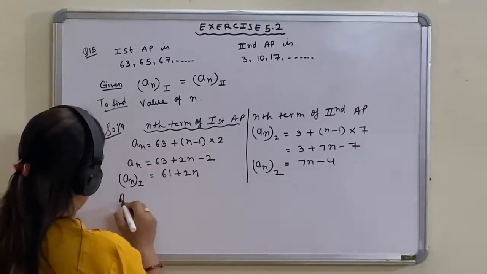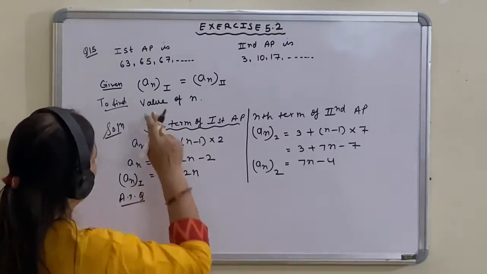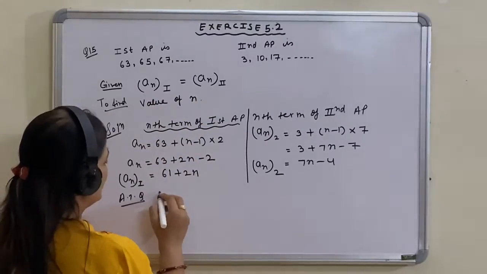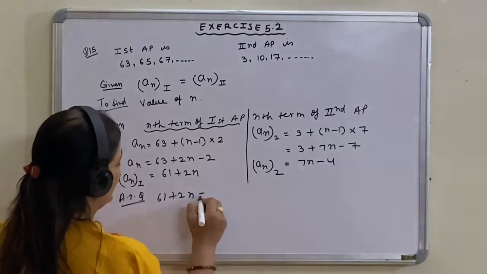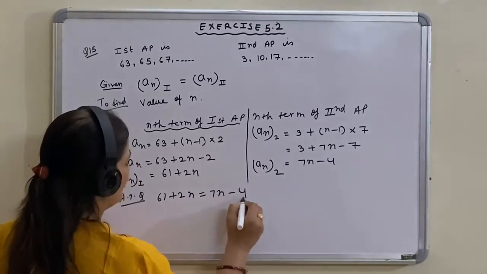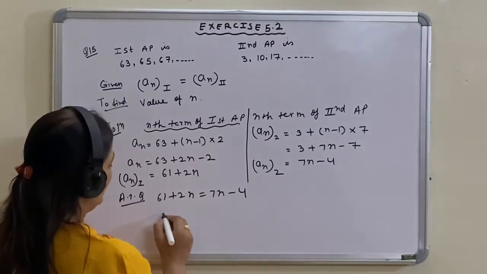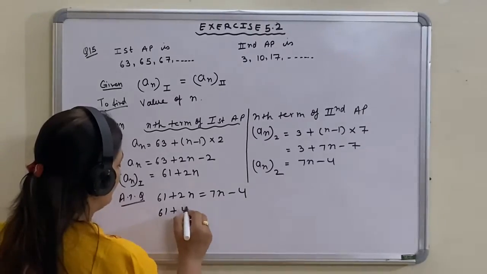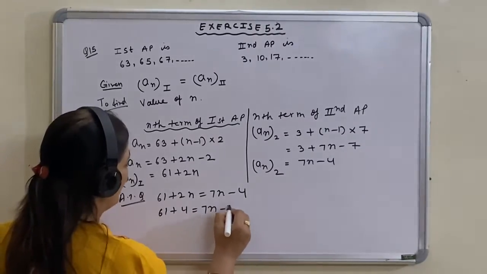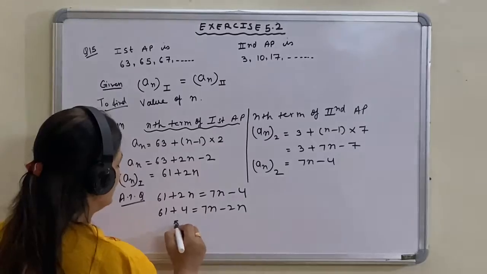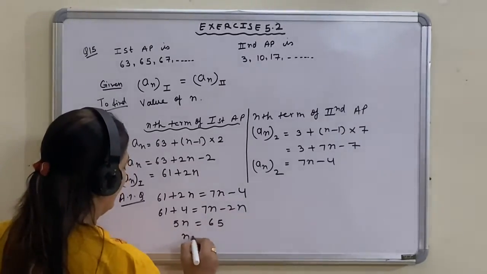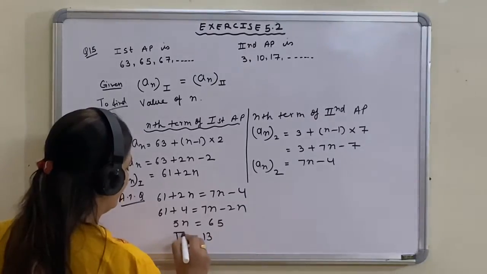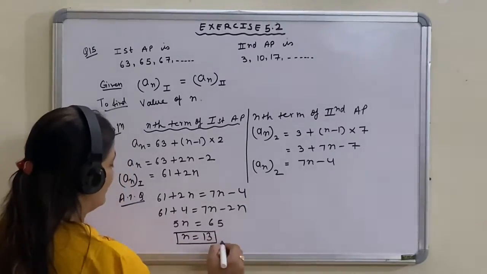Now according to question में क्या कहा जा रहा है? दोनों के nth term कैसे हैं? Same. So according to question 61 plus 2n is equal to 7n minus 4 and it will be 61 plus 4 is equal to 7n minus 2n. That is 5n is equal to 65 and n is equal to 13. Answer.